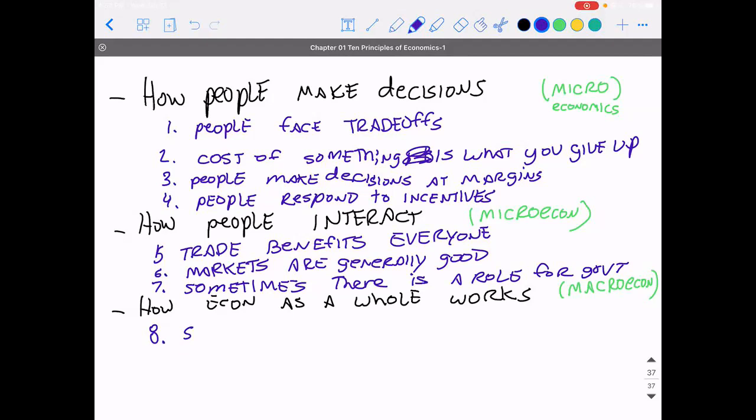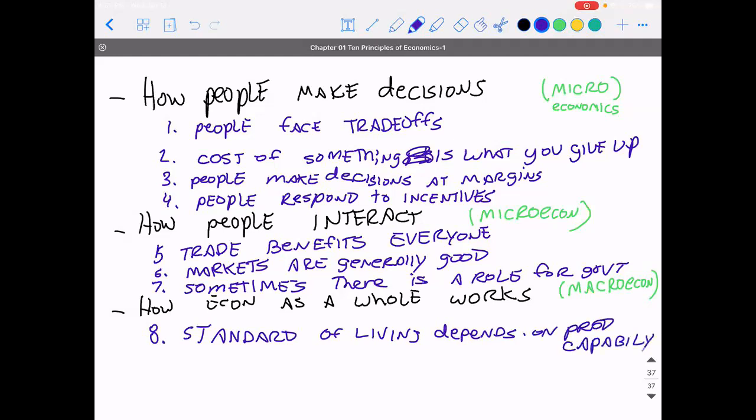And then finally, for the macroeconomic, now there are some macroeconomic aspects in how people interact. But when we get truly to the macroeconomic specific things, that the standard of living depends on the country's production capabilities, and that prices rise when more money is printed.